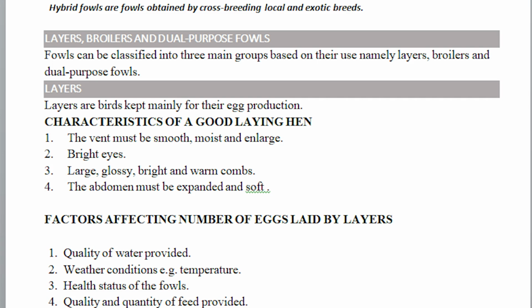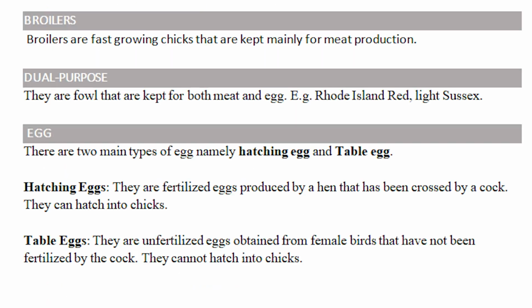Let us look at factors affecting the number of eggs laid by layers. Number one, quality of water provided. Number two, weather condition. Number three, health status of the fowls. Number four, quality and quantity of feed provided. Let us look at broilers. They are fast-growing chicks that are kept mainly for meat production.